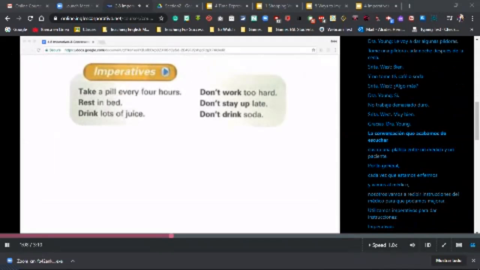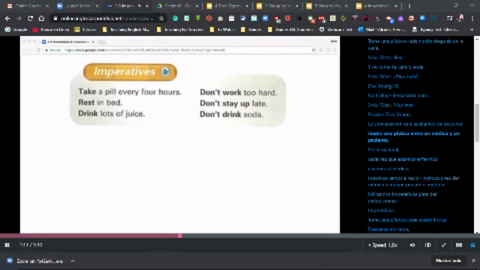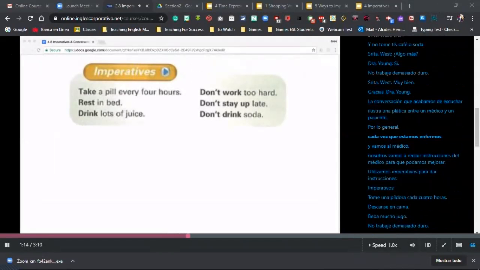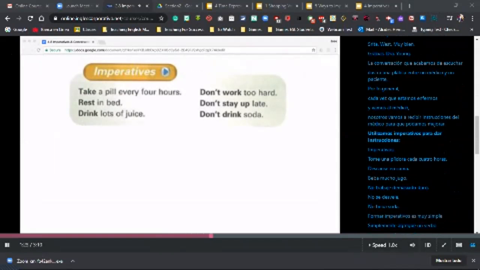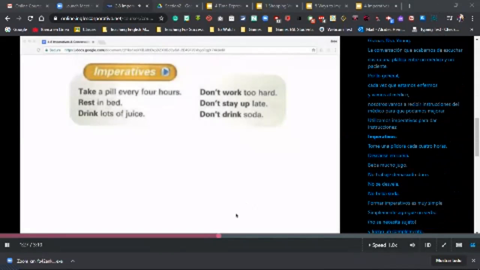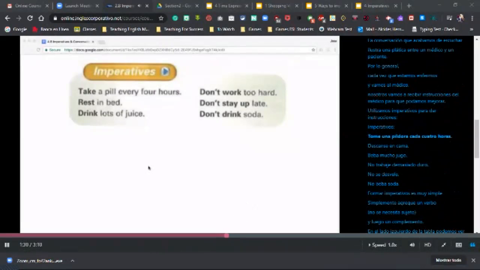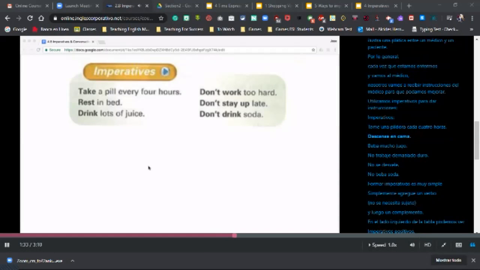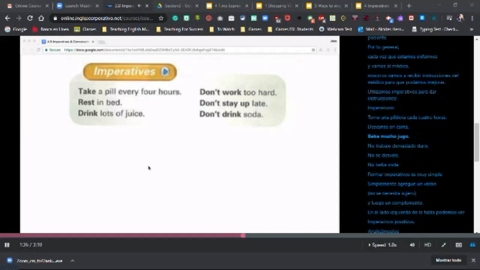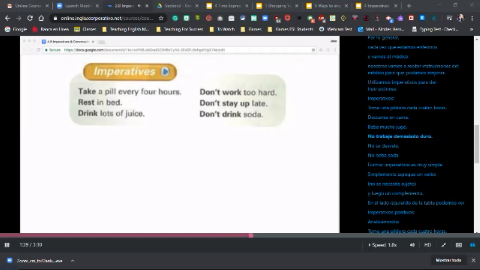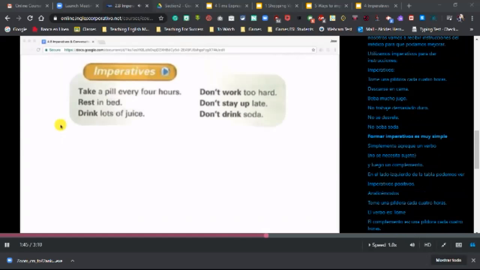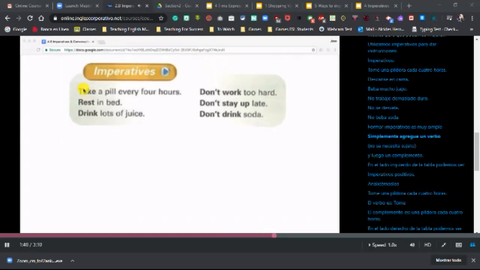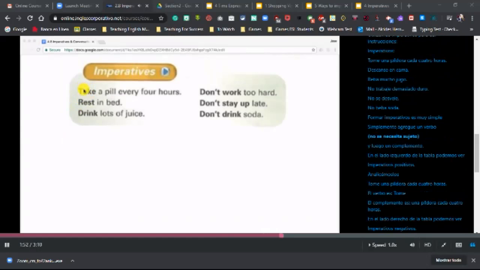The conversation that we just heard illustrates the conversation between a doctor and a patient. Typically, whenever we are sick and we go to the doctor, we're going to receive instructions from the doctor so that we can get better. We use imperatives to give instructions. Imperatives. Take a pill every 4 hours. Rest in bed. Drink lots of juice. Don't work too hard. Don't stay up late. Don't drink soda. To form imperatives is very simple. Just add the verb. No subject is necessary. Then a complement.